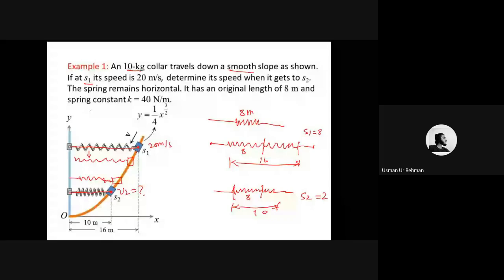From this diagram, we have the x1 value and the x2 value. From this we can get y1 and y2. Do we have y1?